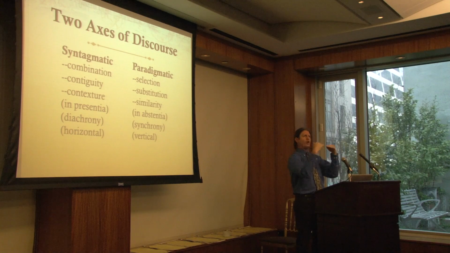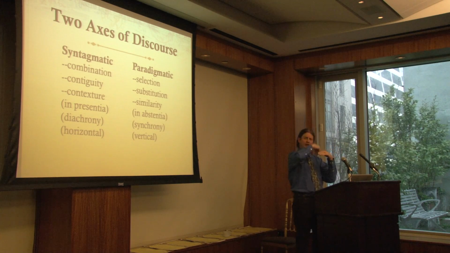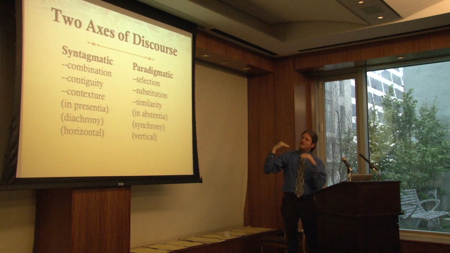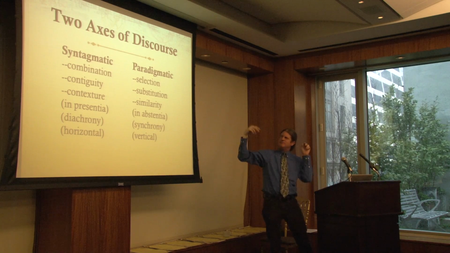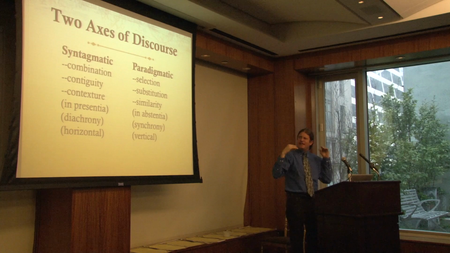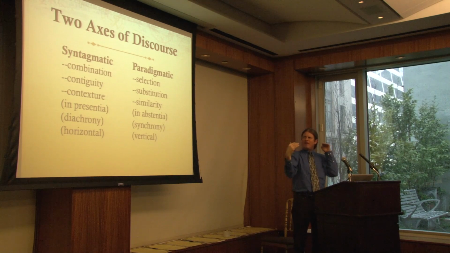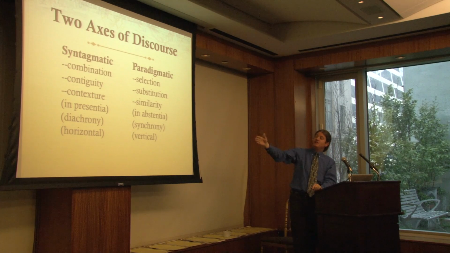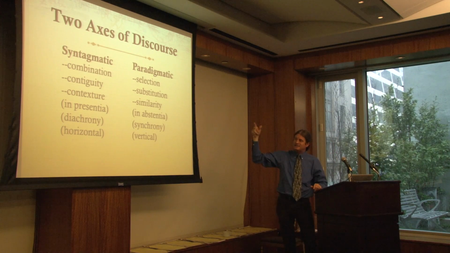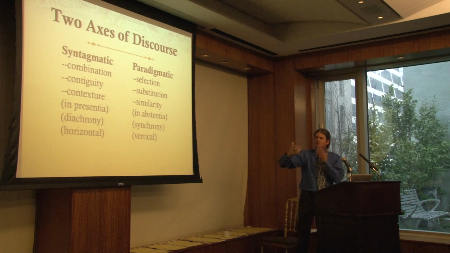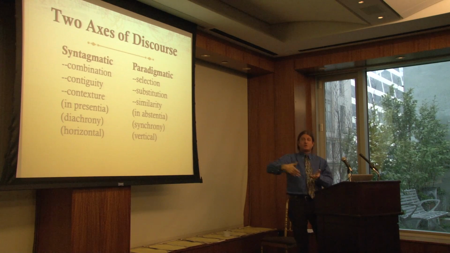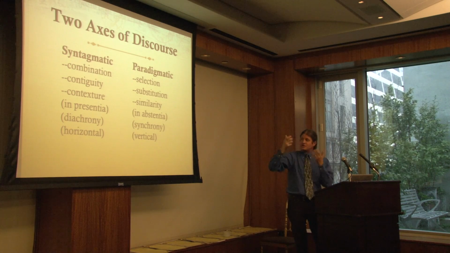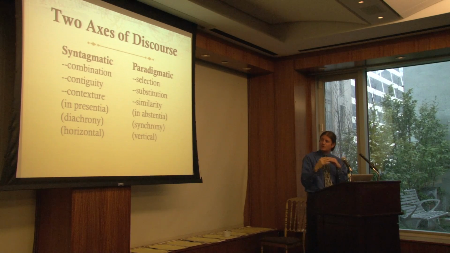There is a horizontal axis and a vertical axis. The horizontal axis is the syntagm, the syntagmatic relations, and it says that words gain their meaning by the combination they have, the contiguity they have, the total context in which they find themselves, and it largely deals with the items that are present, that is, they're in presentia. It accounts for the way language changes because through new combinations of words, we can create new meanings, and again, it happens horizontally.